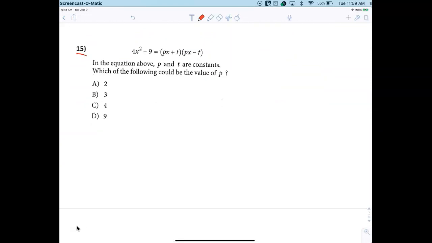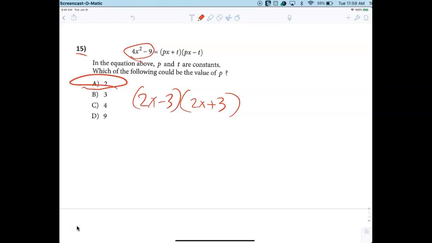All right, now the last one we want to talk about real quick is which of the following could be the value of p? So if I factor 4x squared minus 9, you should be able to tell me what does that factor to, guys? Yeah, 2x minus 3 and what? 2x plus 3. Is everybody with me? Right, so p has to be what? Yeah, 2. A. Does anybody have any issues with that?